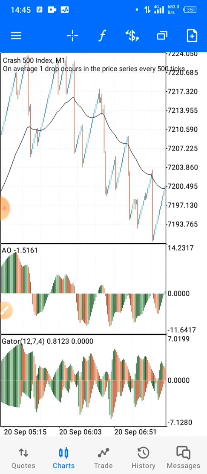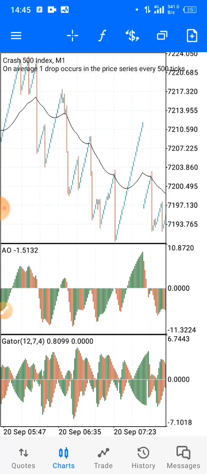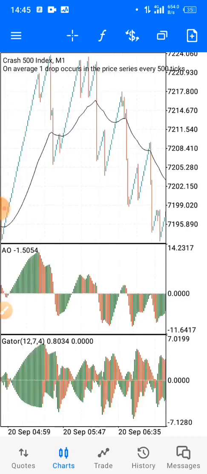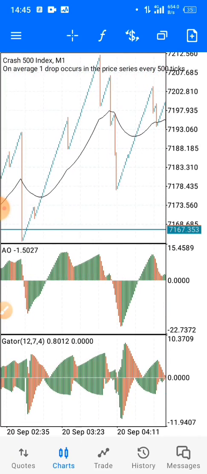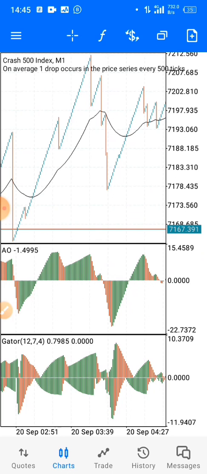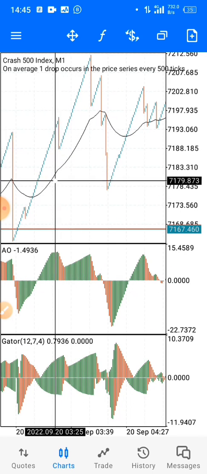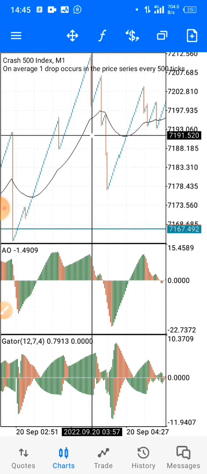So right here, the candlesticks are below the 50 moving average. We are not looking for entries in there, right? Then here the candlesticks are above the level, above the moving average, right?